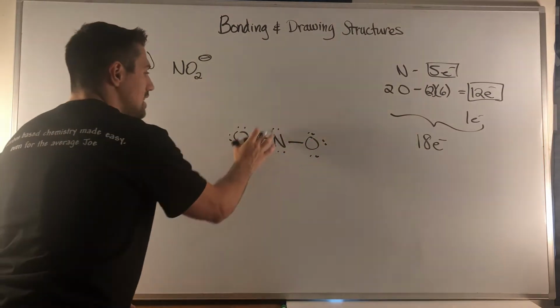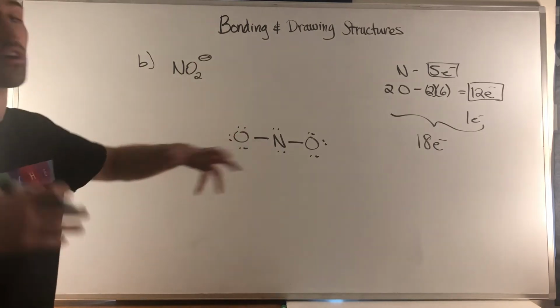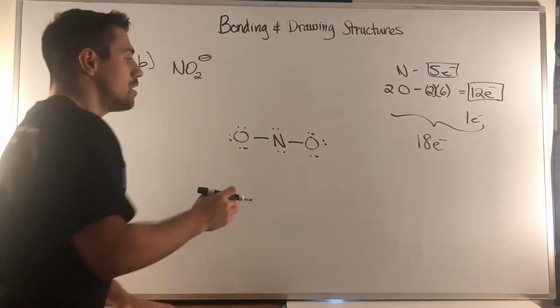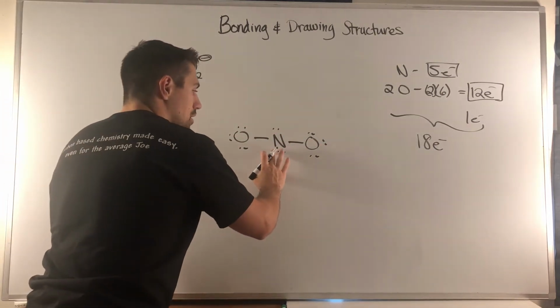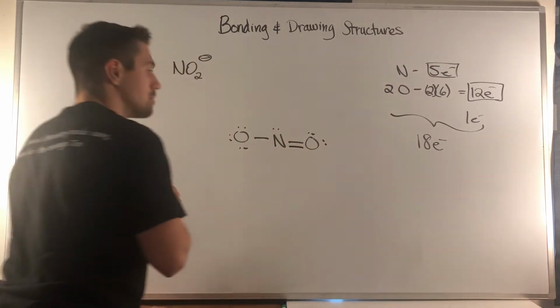2, 4, 6, 8, 10, 12, 14, 16, 18, 20. We have 2 extra, too many. So what we can do is erase a pair from each and make it a shared pair, just like that.